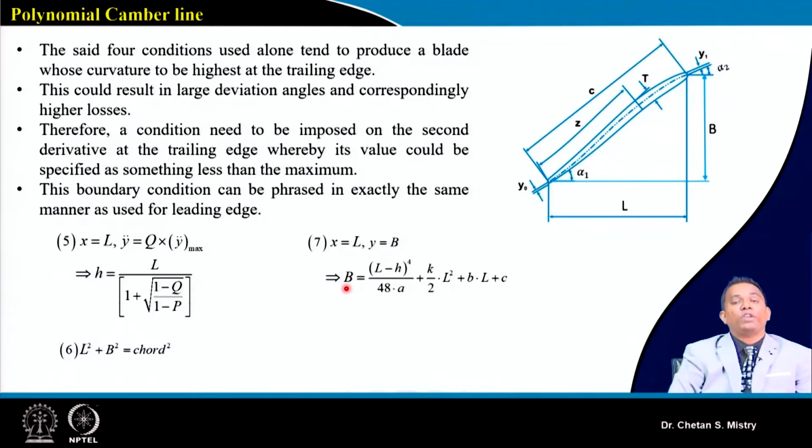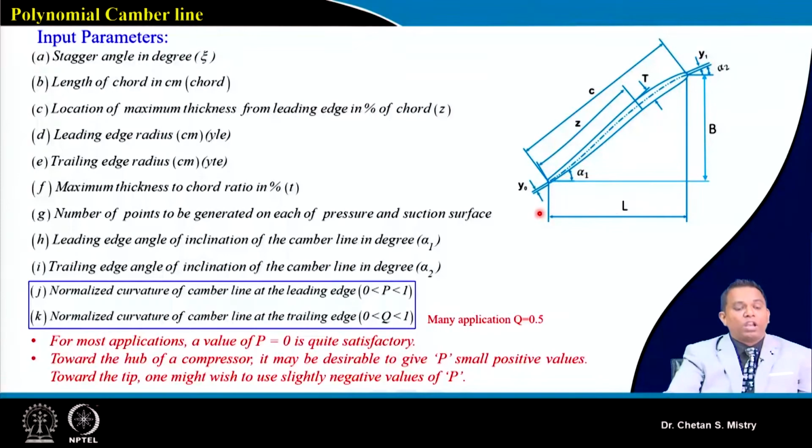Now we know all these constants. For a particular value of x, we can calculate the value of y, and that's how we will be generating the x coordinates and y coordinates. So in order to develop our pressure surface as well as the suction surface in line with this, the camber line can be developed by using this particular equation.